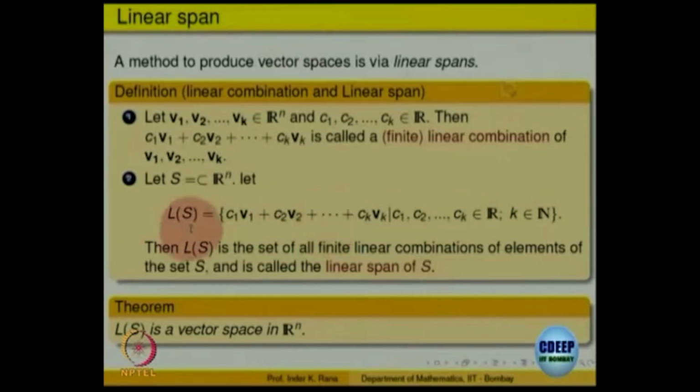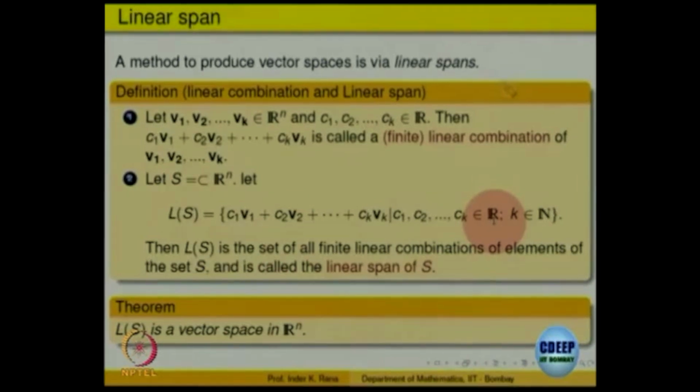Call that LS. So what is LS? LS is the set of all finite linear combinations of vectors taken from S, right? Is it clear? This k is not fixed. You can pick up only one vector. You can pick any 2, any 3, any 4, any finite number of them. Form a linear combination by picking a finite number of vectors and a finite number of scalars. Form all such possible linear combinations, and call it L of S.